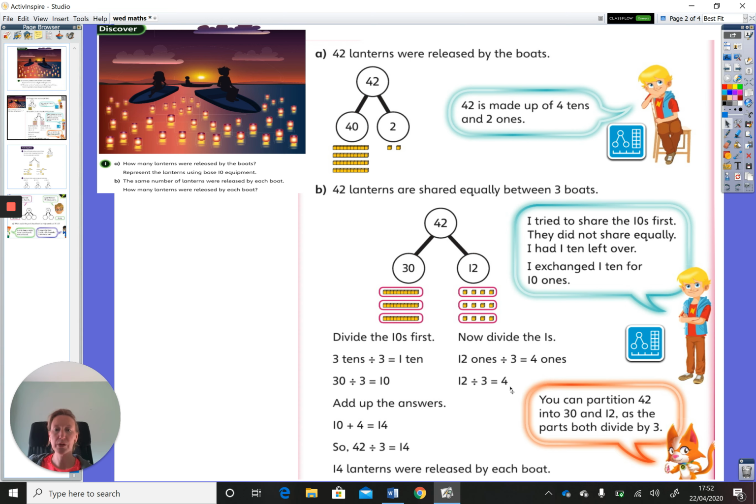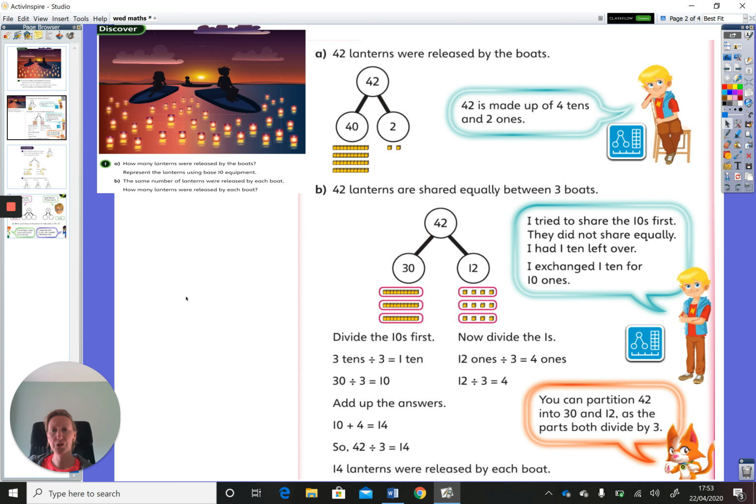And then, of course, don't forget that you need to add up those 2 answers. So the last part is to say to yourself, right, I need to add my 10 and my 4, which, of course, is 14. So the overall answer is 42 divided by 3 is 14. There were 14 lanterns released by each boat.